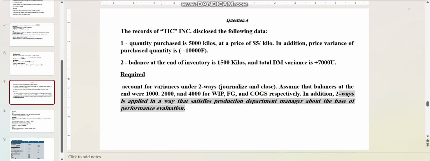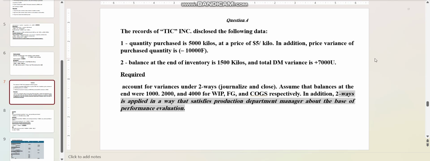Required: account for variances under two ways. Journalize and closing entries are required. Assume that balances at the end were 10,000, 1,000, 2,000 and 4,000 for WIP, finished goods, and cost of goods sold respectively. In addition, the two ways is applied in a way that satisfies the production department manager about the base of performance evaluation.